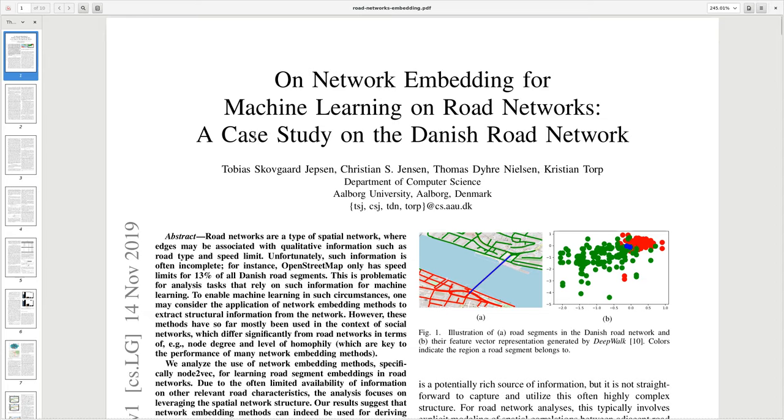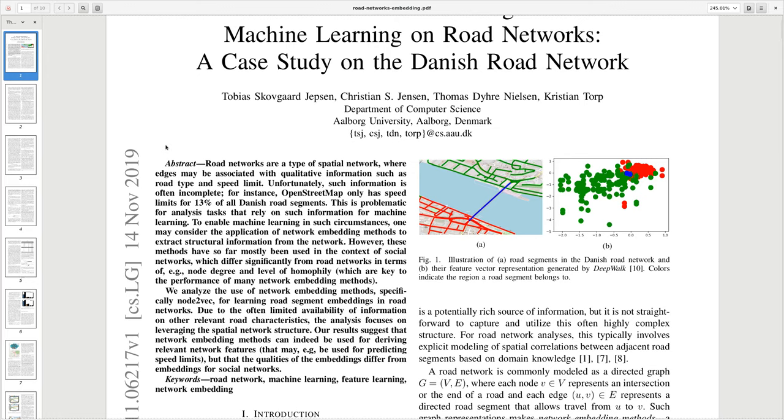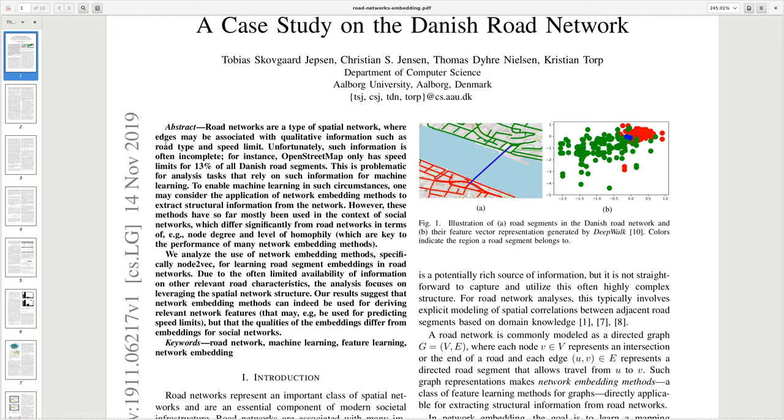So today I'm reading this paper called "On Network Embedding for Machine Learning on Road Networks: A Case Study on the Danish Road Network." It's from University of Aalborg in Denmark.